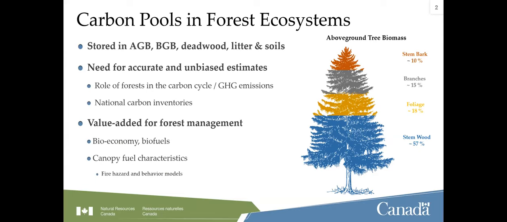So carbon stocks can be calculated using coarse estimates of, I think it was roughly 50% of the estimated above ground biomass from allometric models. The accurate estimates of the carbon in the forests are needed so that we can better understand its role in the carbon cycle. The estimation of the individual components, however, can provide more information when it comes to management decisions. So for example, knowing the bark and the branch biomass can provide an inventory for bioenergy production. Knowing the biomass of a canopy component is important for many wildfire models.